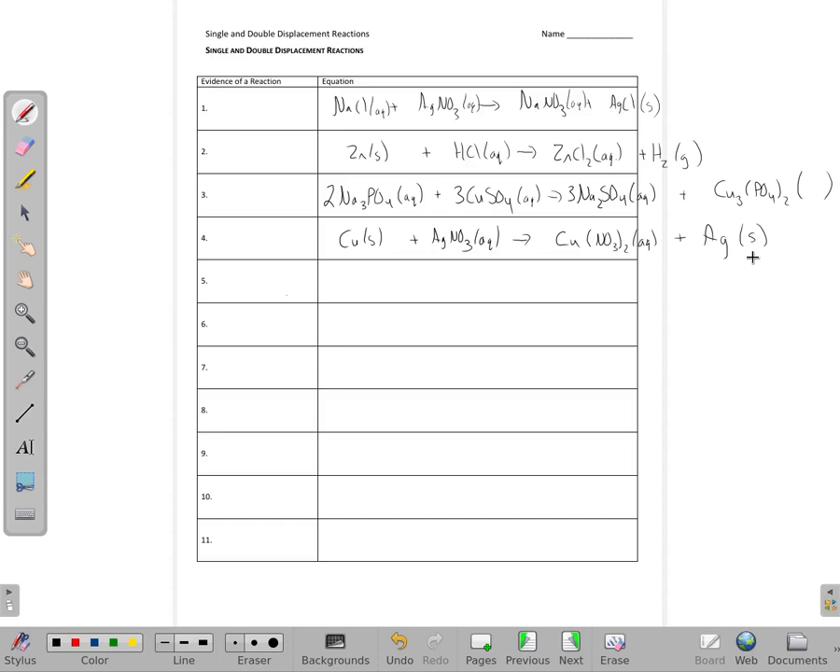Now, if nothing happens, if it just looks like the copper got wet, this is one of these that would prefer to go backwards. And that's a possibility. So there's no guarantee a single replacement reaction goes forward.